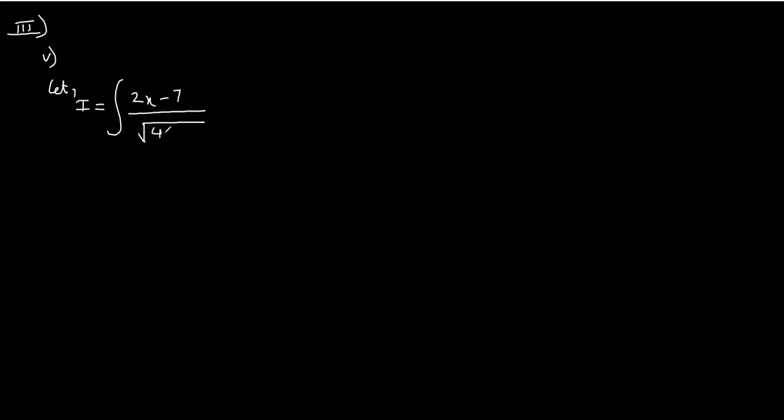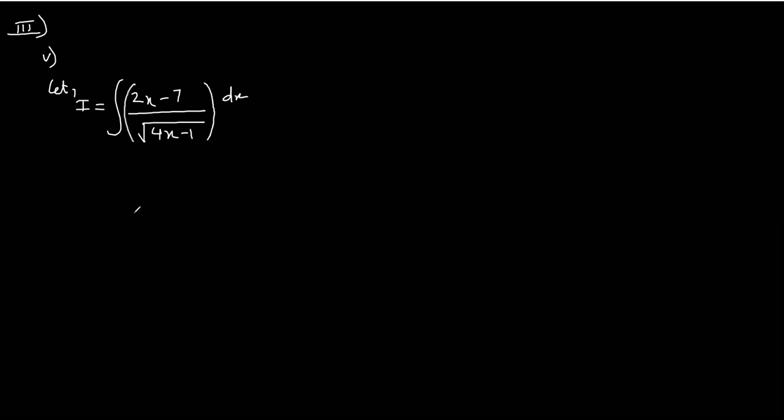Now I take question number 3rd, 5th. I solve question number 3rd, 5th. Let I equal the integral of 2x minus 7 divided by square root of 4x minus 1 dx.